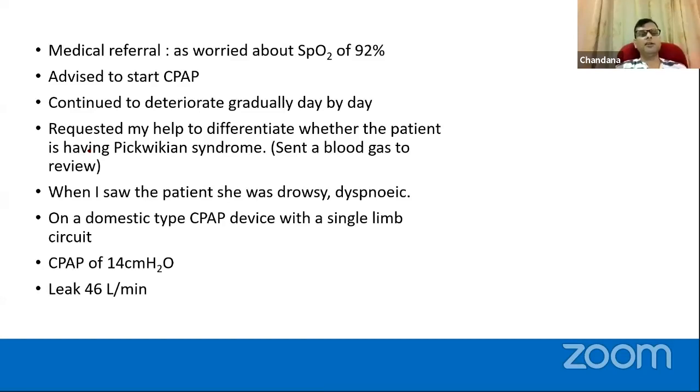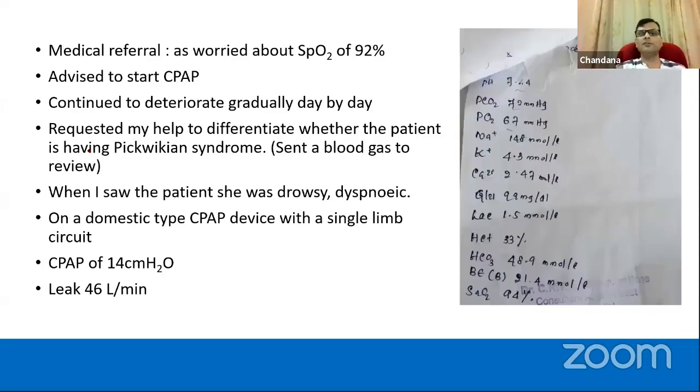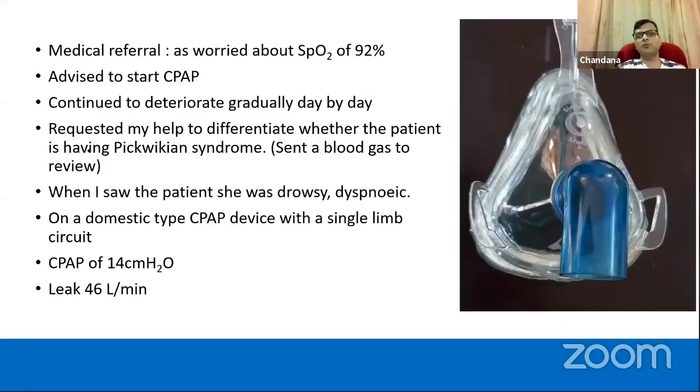But the patient deteriorated gradually day by day, and one day they sent me a blood gas and asked me whether it was Pickwickian syndrome. I said I can't just comment on a blood gas. So I actually went to the ward to see this patient on a different kind of mask. So this was the blood gas, the pH was okay. The carbon dioxide was 72 because the patient could not breathe out properly, because the patient was connected to an improper mask. This is the mask the patient was on.